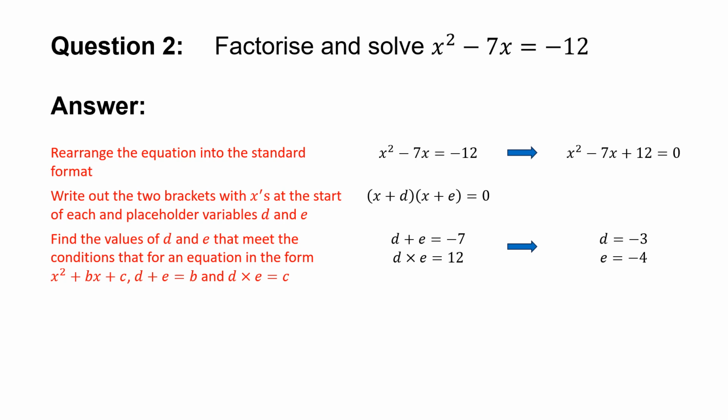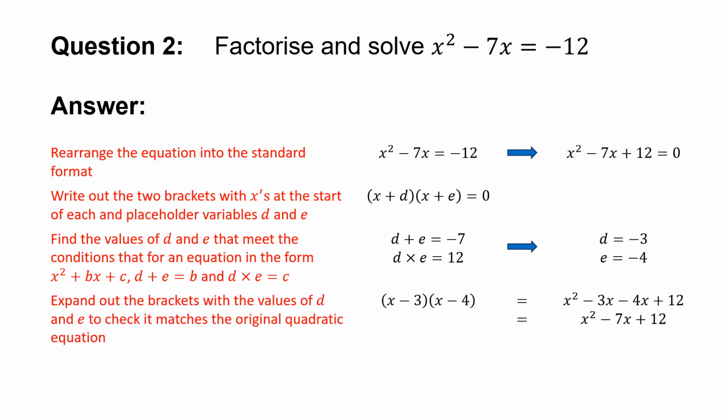So again, running through the different iterations and just process of trial and error, we should get that d is equal to minus 3 and e is equal to minus 4. These are the numbers that satisfy both these conditions. If we put these values into our brackets, we get our brackets as x minus 3 times x minus 4. And now we're going to have our sanity check to check that we are on the right path.